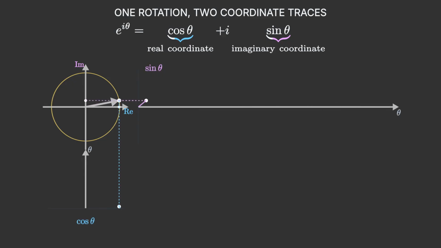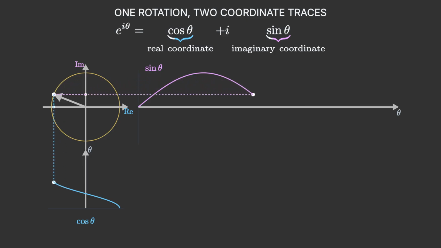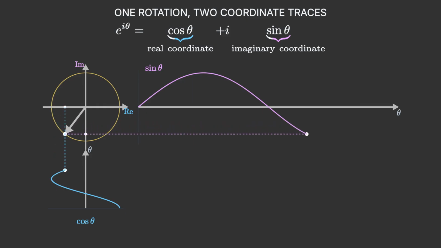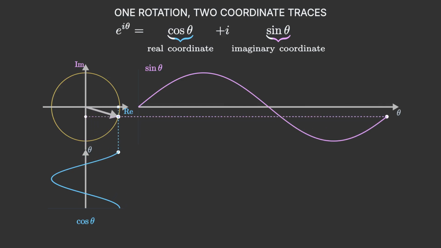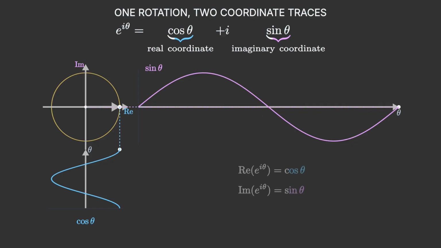The horizontal axis is real, the vertical axis is imaginary. The rotating point has coordinates cos θ and sin θ. Its horizontal guide preserves the same height and traces sin θ across the horizontal graph. Its vertical guide preserves the same sideways displacement and traces cos θ down the vertical graph. The two curves are perpendicular shadows of one rotating point.